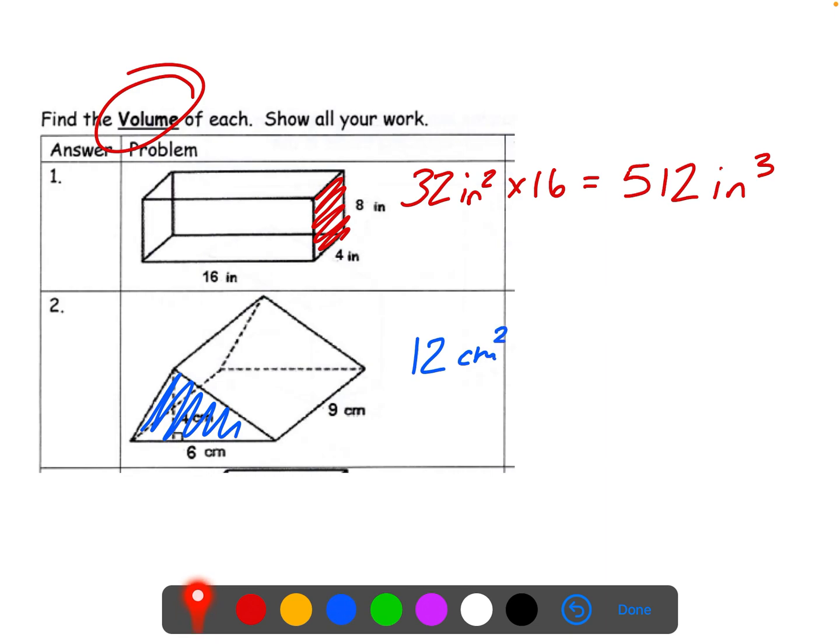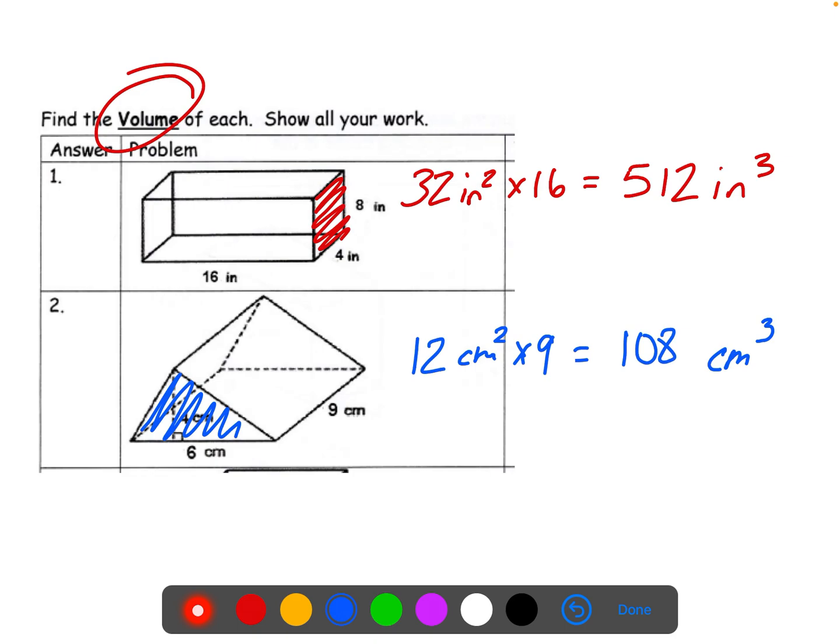And then just like the last, we're looking at how many slices there are. How far back does this loaf of bread go? So we're going to multiply by the other dimension, the third dimension, which is 9. Now we're dealing in 3 dimensions, cubic centimeters, and 12 times 9 is 108. So that would be how to find the volume.